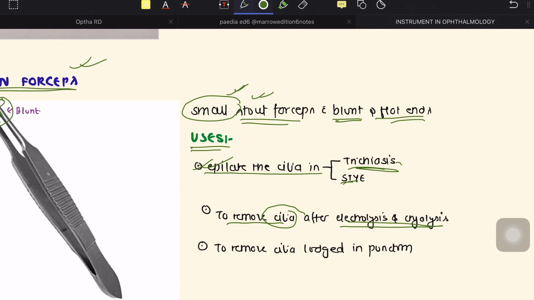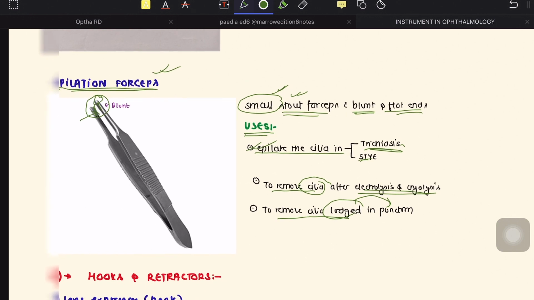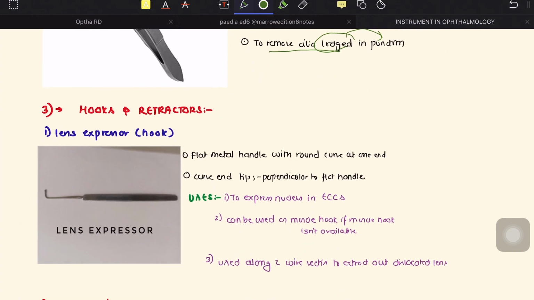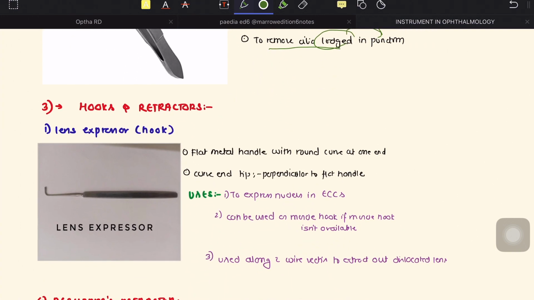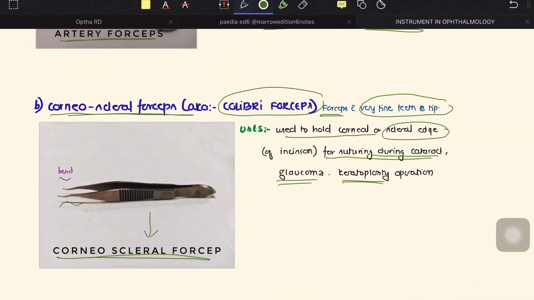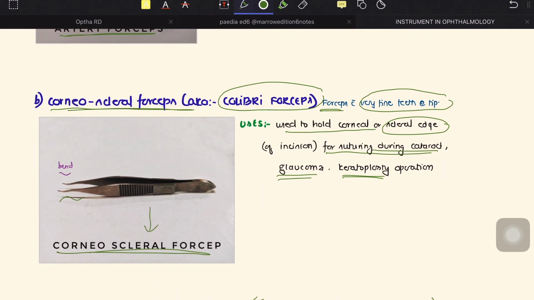The next use of epilation forceps is to remove the cilia which is lodged into the punctum, so that the punctal blockade can be relieved. So this is about epilation forceps. So basically we have talked regarding 4 important forceps. One of them was corneoscleral forceps.